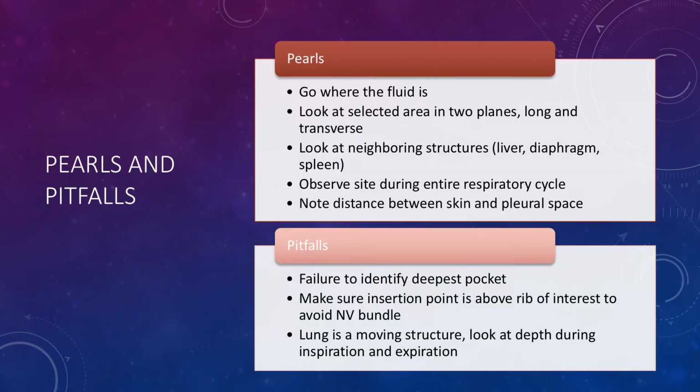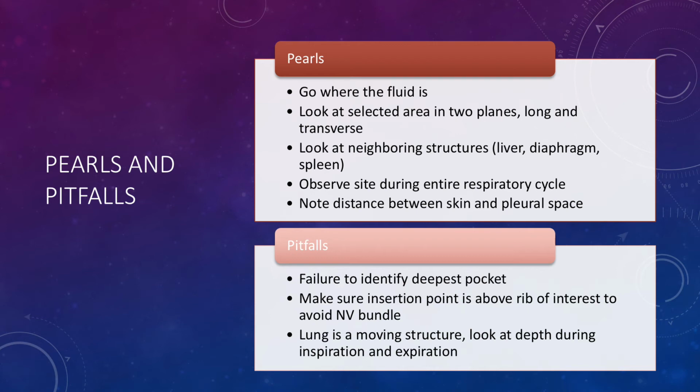The pearls and pitfalls of this procedure: for the pearls, you want to make sure that you go where the fluid is. You look at the selected area in two planes. That's with any ultrasound procedure. You look for the neighboring structures, and in this one, for example, the liver, the diaphragm, and the spleen are going to be the most important.